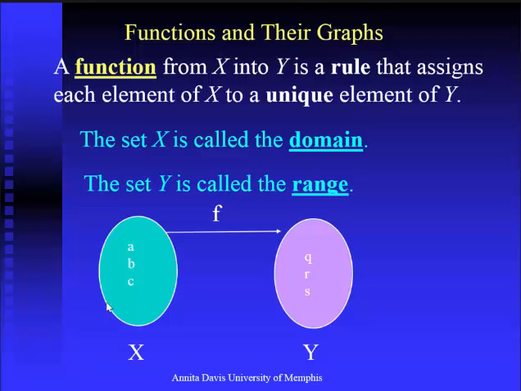We have a set x, which is the domain, containing the elements a, b, and c. The set y, which we're calling the range, has elements q, r, and s. The function f assigns to each element in x exactly one element in y, which would be if we assigned a to q, b to r, and c to s, we would have a function f from x into y.